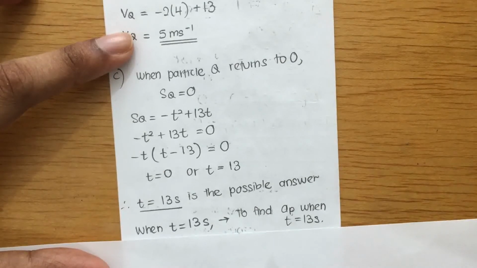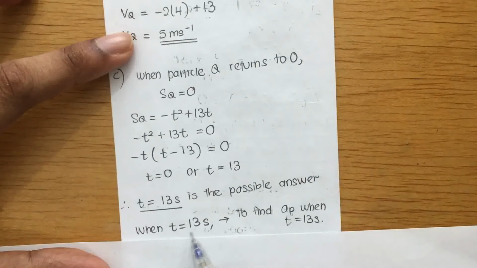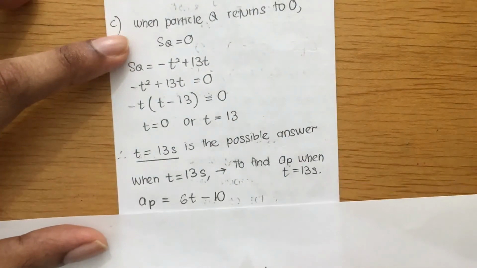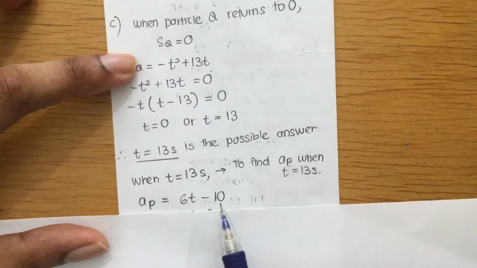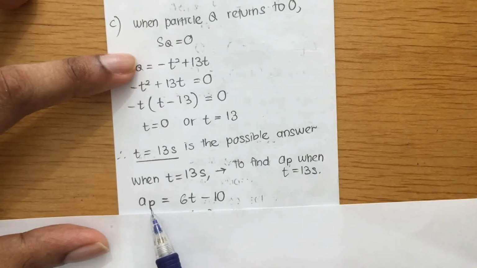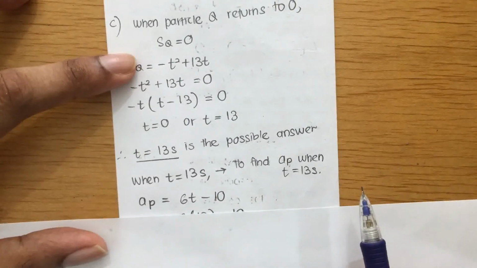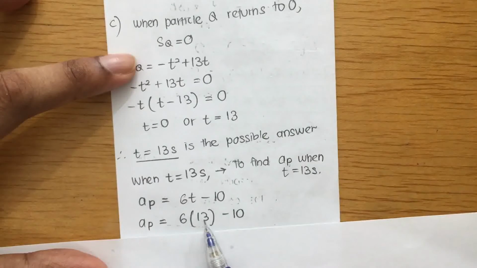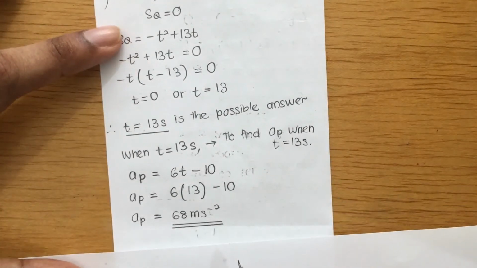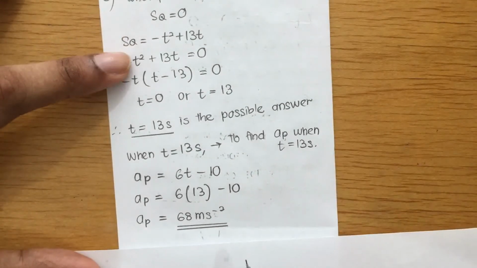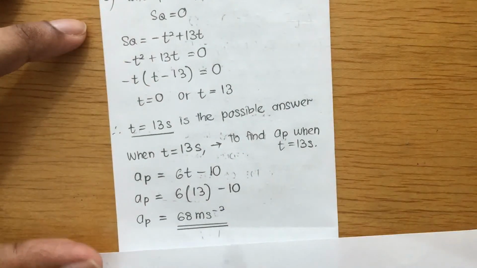Okay, let us continue. So when t equals 13 seconds, we need to find the acceleration at P when t equals 13 seconds over here. So we need to find the A. So AP is equal to 6t minus 10. So how do you get this? You differentiate your velocity P. So from here you get AP over here, 6t minus 10. So 6 times 13 and then you minus 10. So from here you get your AP is equal to 68 meters per second square. So this is your answer for C, guys.